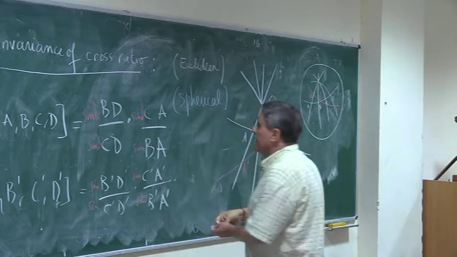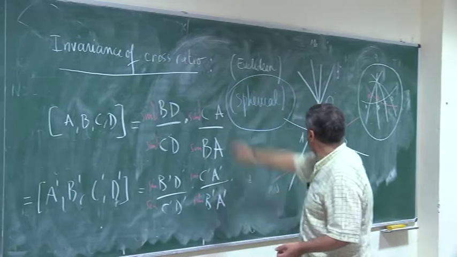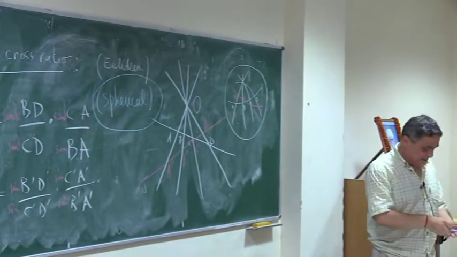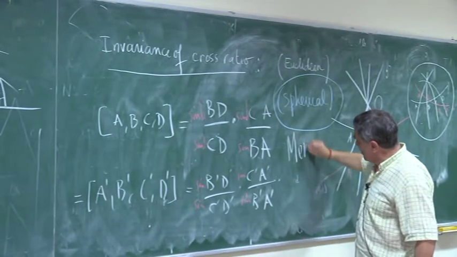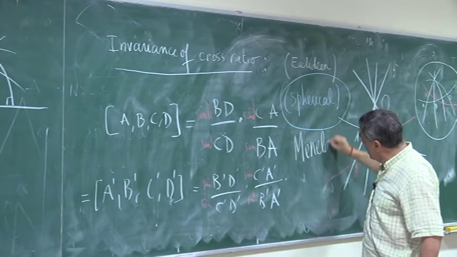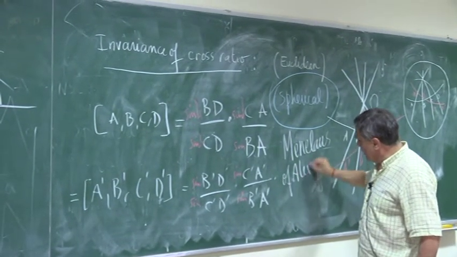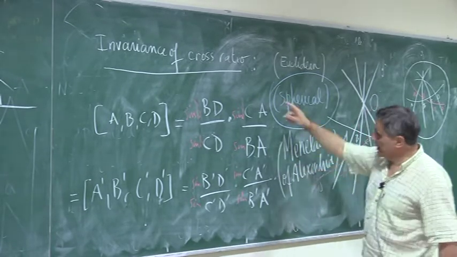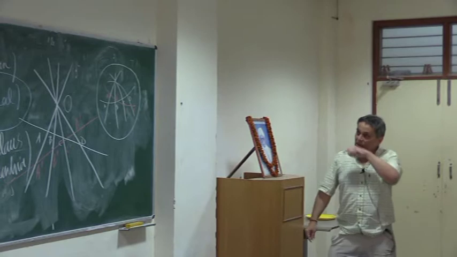This invariance of the spherical cross ratio was known since Greek antiquity. This is a theorem of Menelaus of Alexandria. He has this theorem in a famous book called the Spherical Geometry.